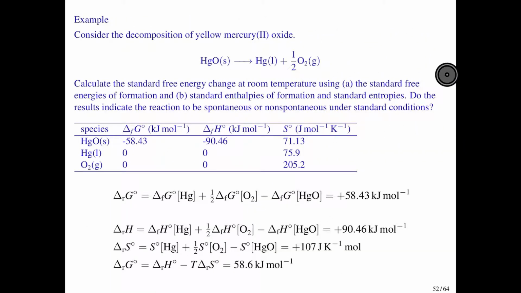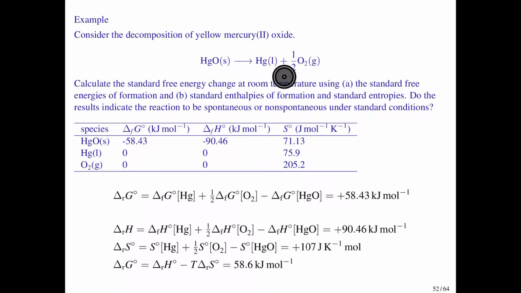Here's an example. We are looking at the decomposition of mercury 2 oxide to liquid mercury and oxygen gas. And in part A, they want us to use the Gibbs energies of formation to calculate the delta G value. And in part B, they want us to first calculate delta H and then delta S and then calculate delta G.